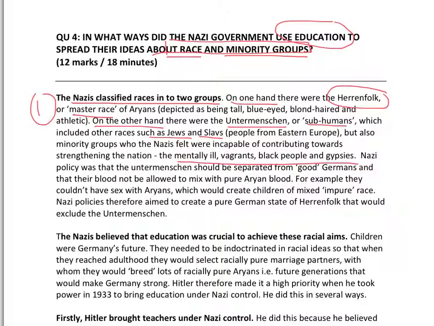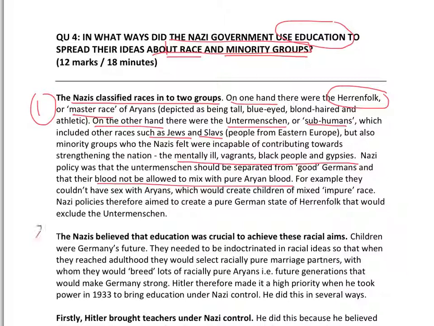And then develop the point about what the Nazi ideas were, that the Nazis did not want pure Aryan blood to be mixed with the blood from minority groups, including Jews, that they believed that mixing of blood diluted future greatness, basically. So that's your first paragraph.